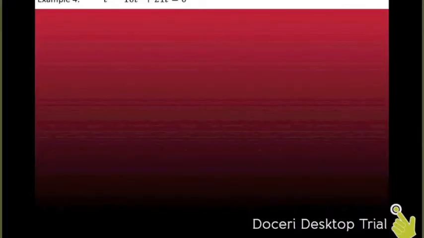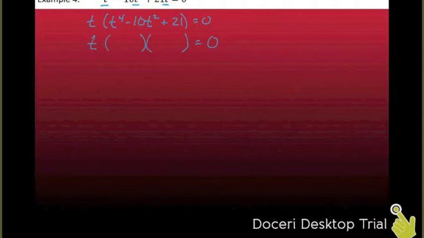Example 4. Again, you need to go all the way back to the first unit. In this case, you'll notice that there's a t here, a t here, and a t here. So we can pull one of them out in front, and we'll be left with t to the fourth minus 10t squared plus 21. That t to the fourth inside there, we're going to have to break that down a little bit. We still have our t on the outside. T to the fourth can be broken into t squared and t squared.